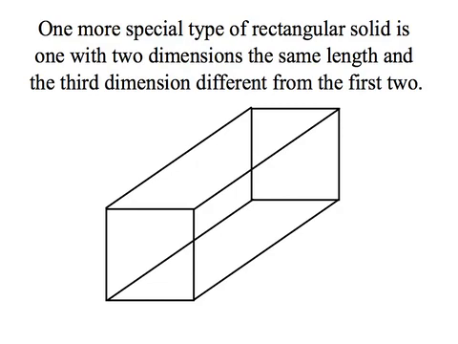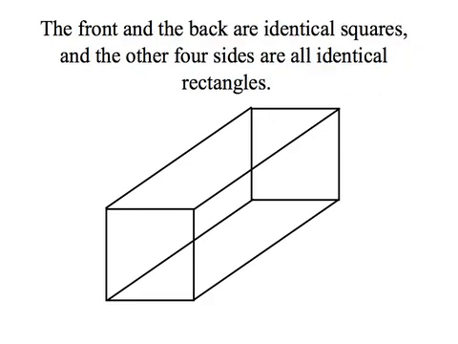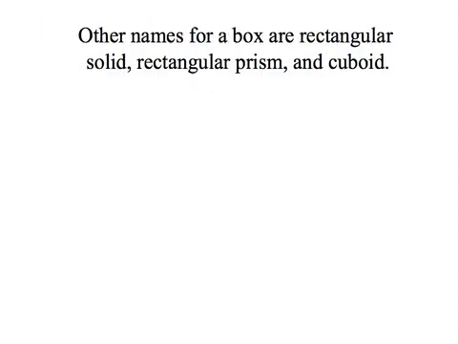We could also connect it in a way that the 3rd dimension was much shorter than the other 2. But in this case, we have 2 dimensions that are the same. Probably would be the width and the height, and the length of this box is much longer than the width and the height. The front and the back are identical squares, and the other four sides are identical rectangles.